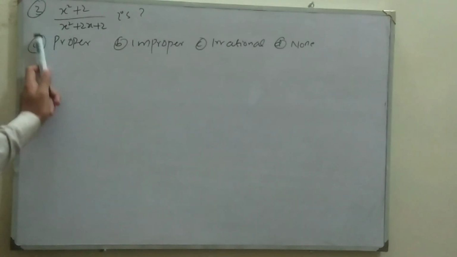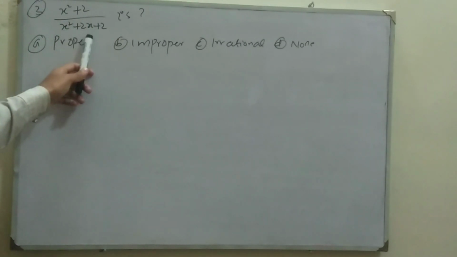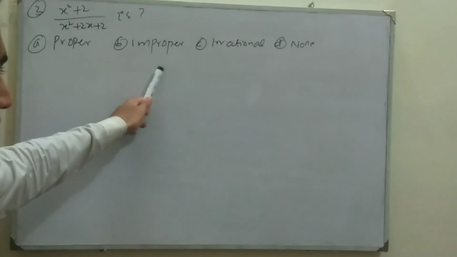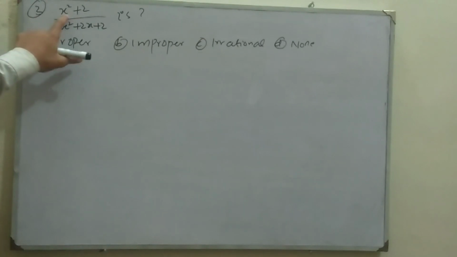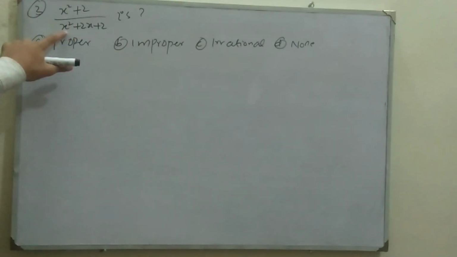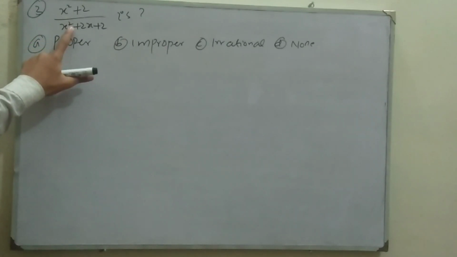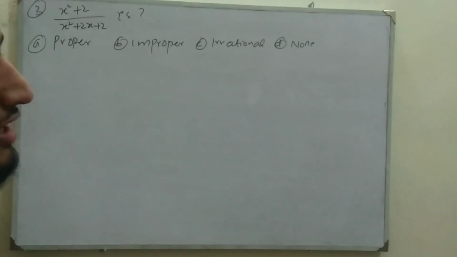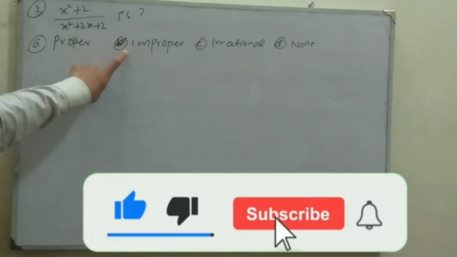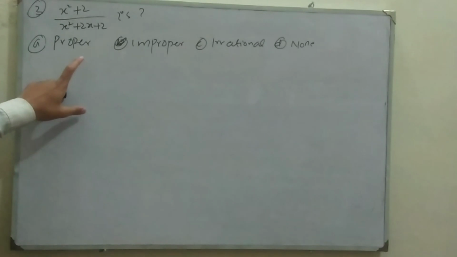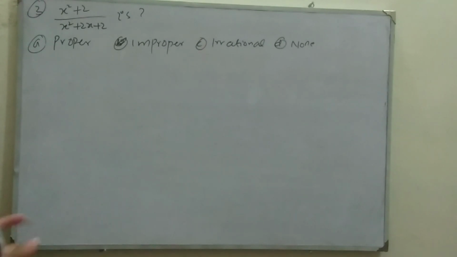Now MCQ number 3 related with partial fractions, chapter number 4 of class 10. It tells that x squared plus 2 divided by x squared plus 2x plus 2 is a proper fraction, improper fraction, irrational fraction, or none. Remember, the highest degree of the variable in the numerator is 2, and the highest degree in the denominator is also 2. When the degrees are the same, this fraction is an improper fraction. A fraction is improper if the degree of the numerator is greater than or equal to the degree of the denominator, and it is proper only if the degree of the numerator is less than the degree of the denominator. So the correct choice in this case is option number B.